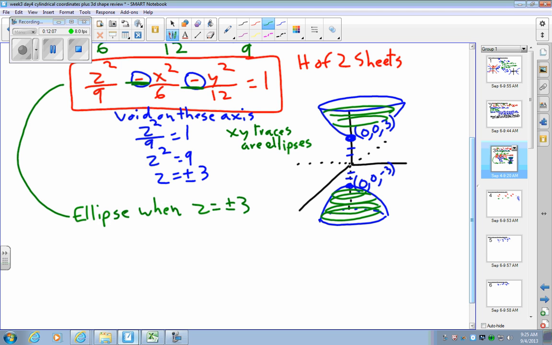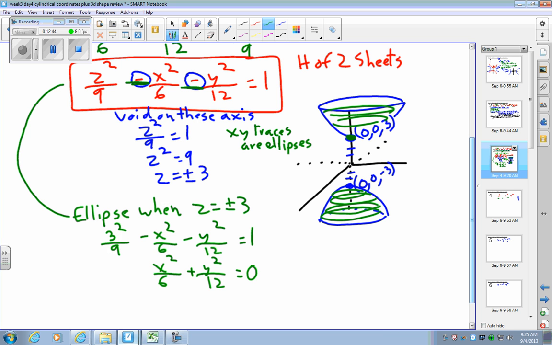When that happens, you got 3 squared over 9 minus x squared over 6 minus y squared over 12 equals 1. Let's see, 3 squared is 9. 9 over 9 is 1. So that's nice. That shows me that x squared over 6 plus y squared over 12 equals 0. Does that agree with what we said before? Yes, because that ellipse has no radiuses to it, so it's that dot.